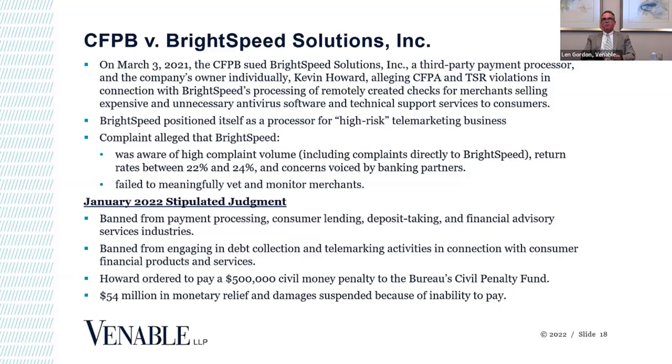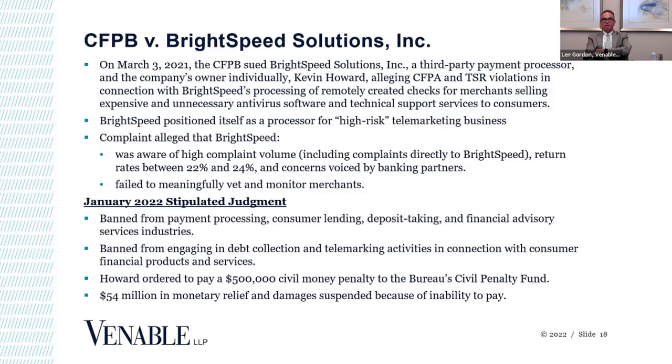So the word to the wise is that if you are going to process remotely created checks, you should really vet incredibly carefully why that merchant is doing it, because the view of the FTC, the CFPB, probably the Department of Justice, and the states is that this is a scoundrel. This is a merchant who doesn't have any other means to take money from consumers. It can't get a merchant account for credit cards. It can't process through the ACH rails because its return rates are too high. So if you're going to be processing remotely created checks, I would be extraordinarily careful who you're doing that for.